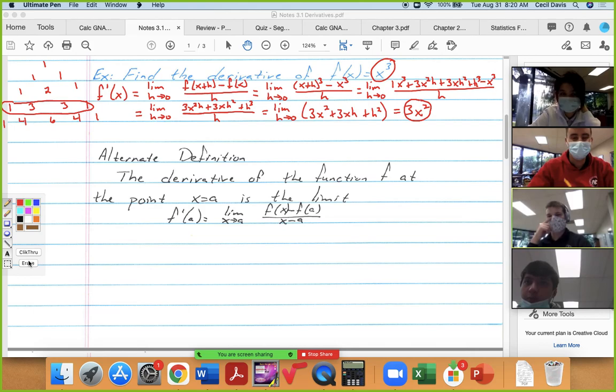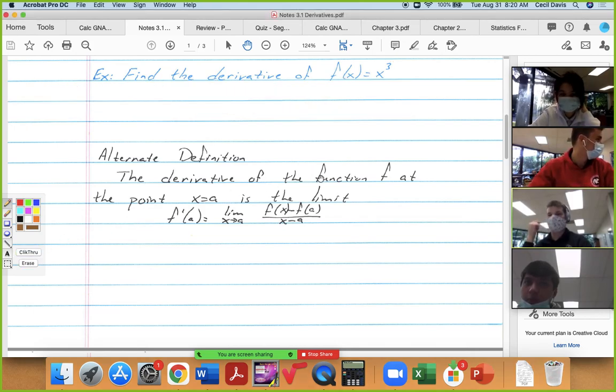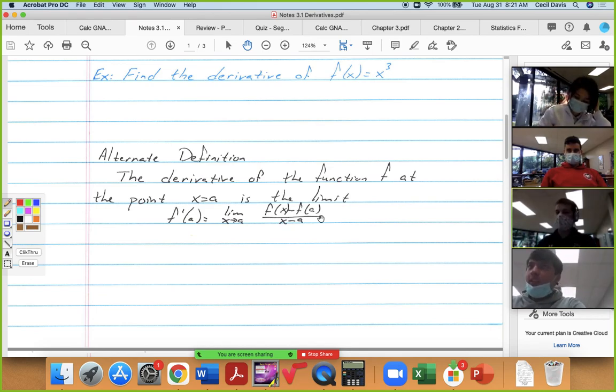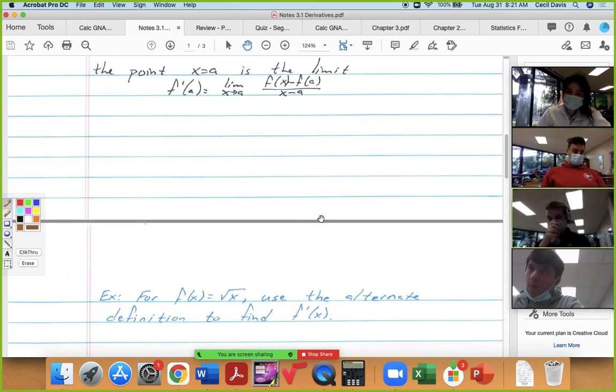All right. So an alternate definition of the derivative is this one. The derivative of the function f at the point x equals a is f prime of a equals the limit as x approaches a of f of x minus f of a over x minus a. Every once in a while, this form is used, usually because it's a little easier or because someone wants to test, do you understand how this one works?